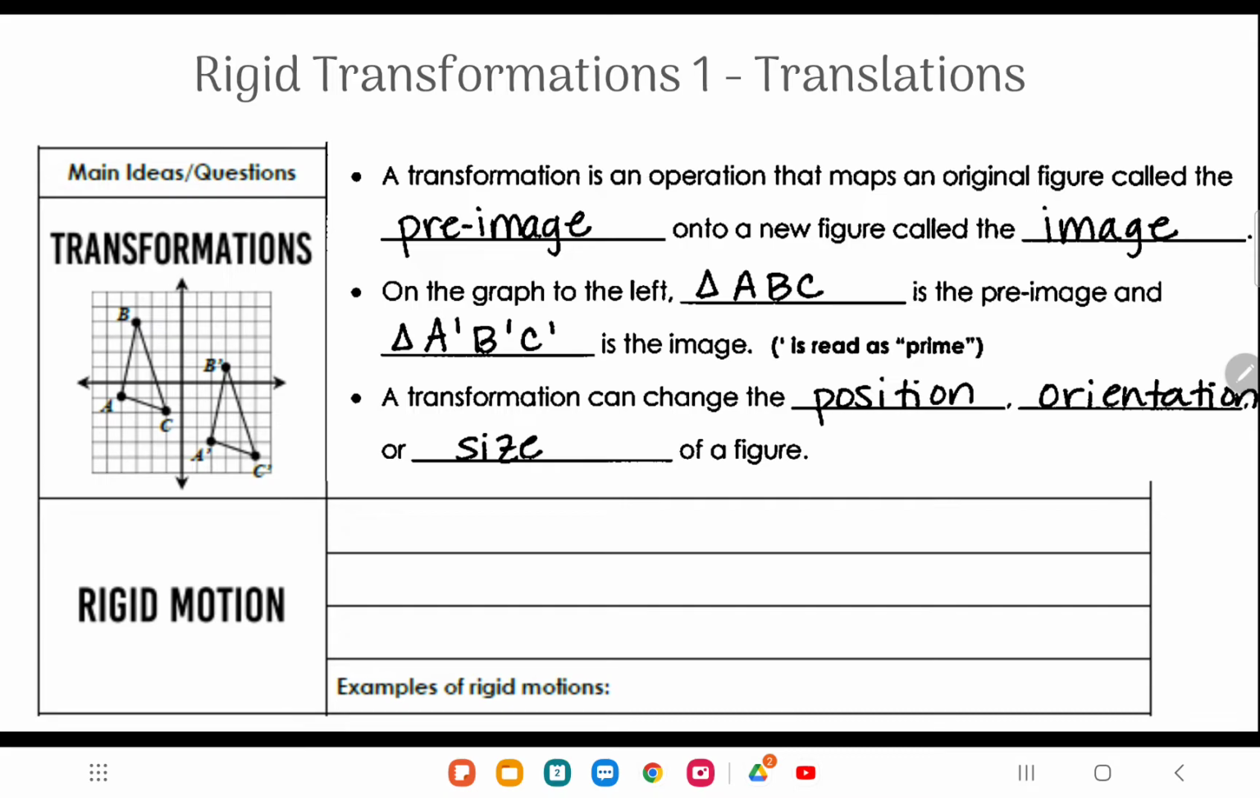So this is all part of transformations, and a transformation is an operation that maps an original figure, which is called a pre-image, onto a new figure called the image. On the graph to the left, this triangle ABC is the pre-image, and our second triangle, A prime, B prime, C prime, is the image. So those little apostrophes we read as prime.